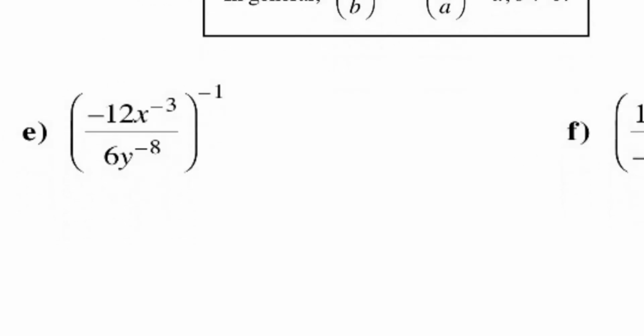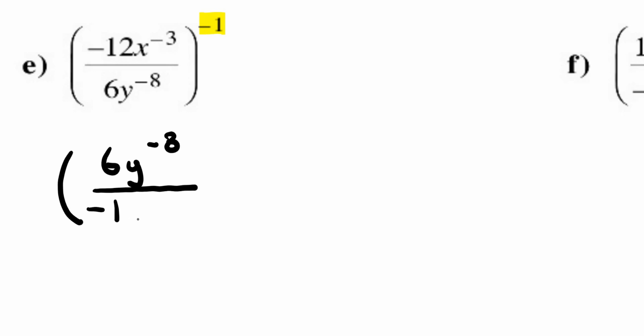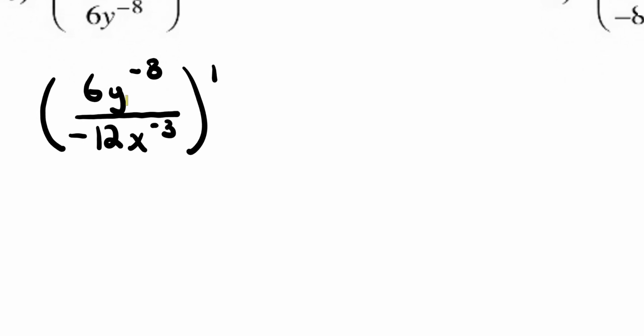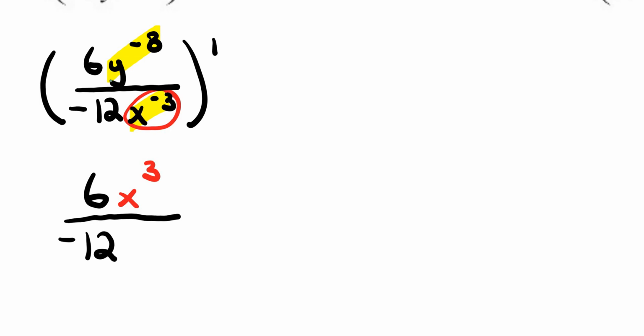Okay, let's go on to a few more challenging questions, some multi-step problems here. Okay, so I have a negative power here, so we can flip the fraction. So this will be 6y to the power negative 8 divided by negative 12x to the power negative 3, all to the power of 1. Okay, and then I notice that these variables have negative powers, so you can flip those as well. So this will be 6, and now this x to the power negative 3 goes to the top as x to the positive 3 divided by negative 12, and then this y to the negative 8 will be y to the power positive 8.